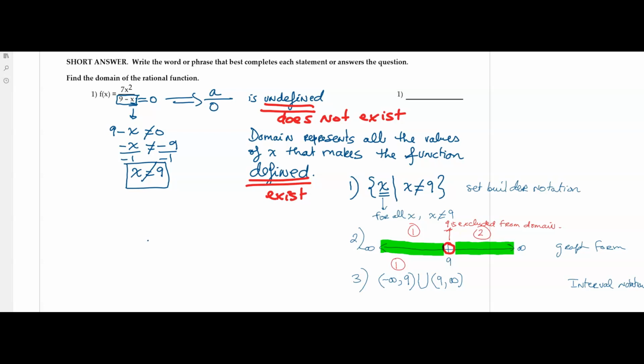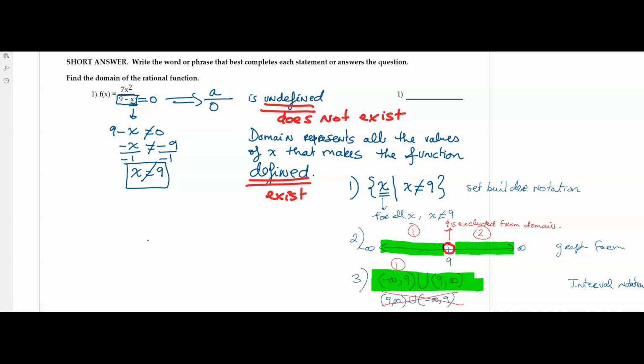This is very important. You cannot write 9 to infinity and then infinity to 9. You cannot do that. This is a 0. Okay? So you cannot do that. The right way to do it is this way.